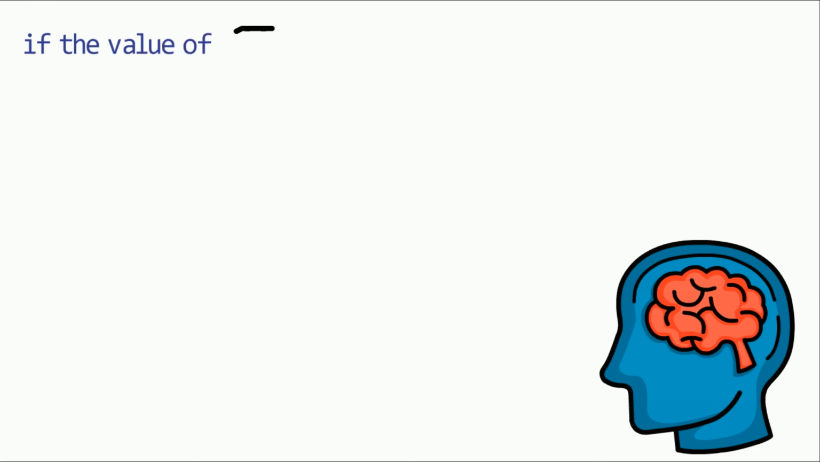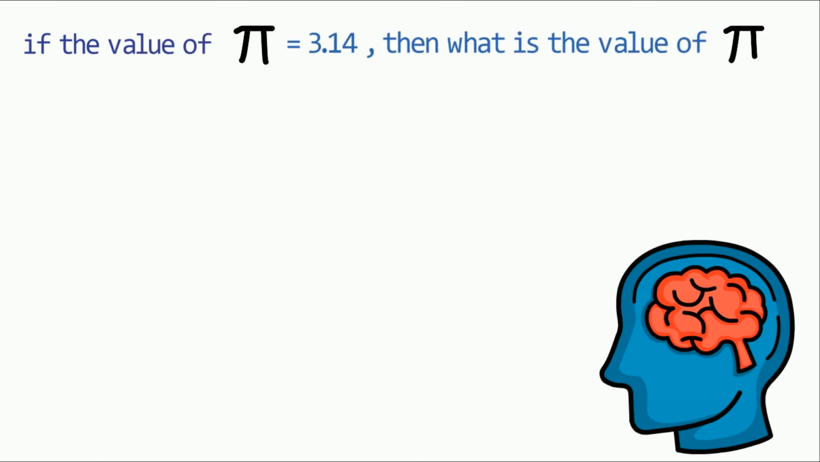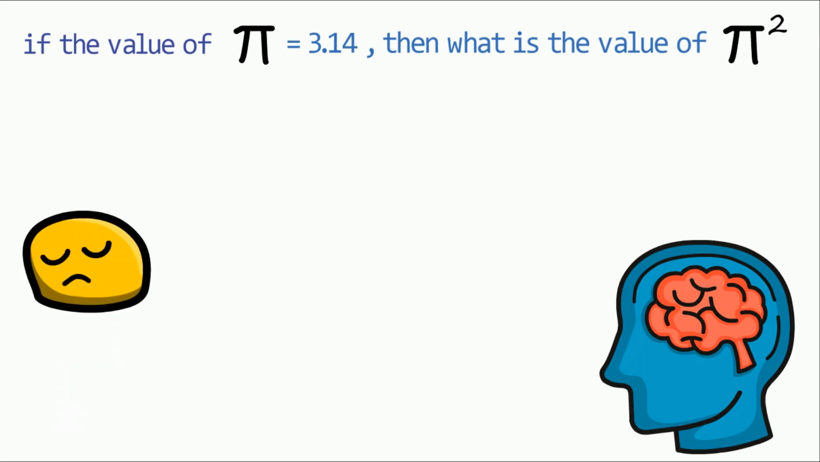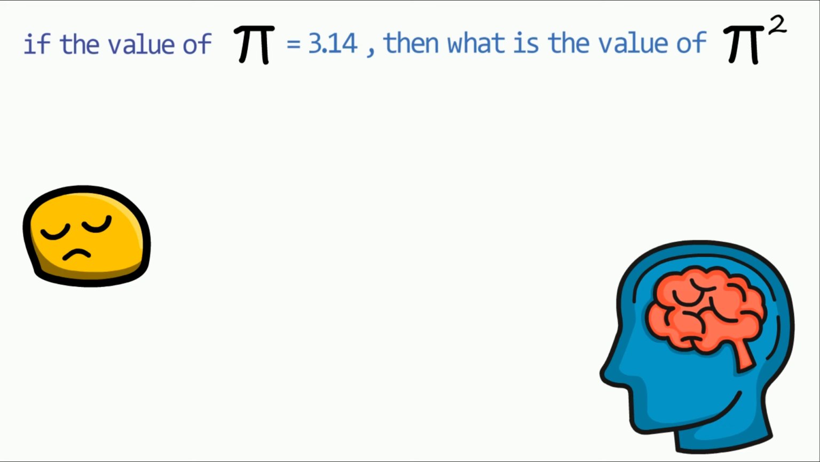Now let's move on to the final question, and this question happens to be the most complicated question in the entire textbook. If the value of pi is 3.14, then find the value of pi square. I can't believe that this question is present in the textbook.